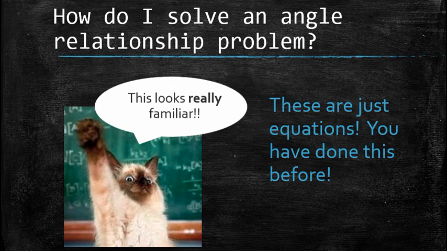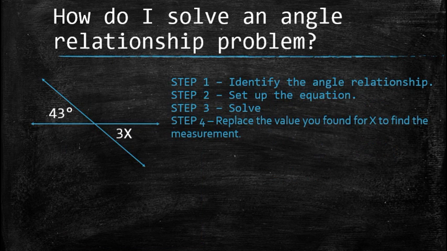So this is the familiar cat again, who we've been seeing quite often lately because we've been building on each skill with each lesson that we've learned before. So this looks really familiar, and it does, because these are just equations. You've done this before, you know how to do this. You're just learning some new terminology about angles, and I'm confident that everyone will succeed in these concepts that we're learning today. So here's another angle relationship problem.